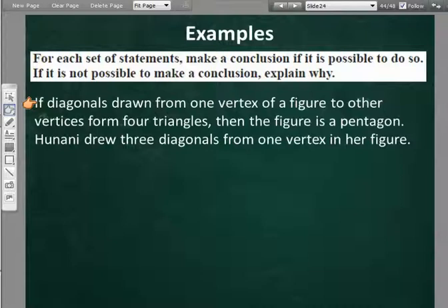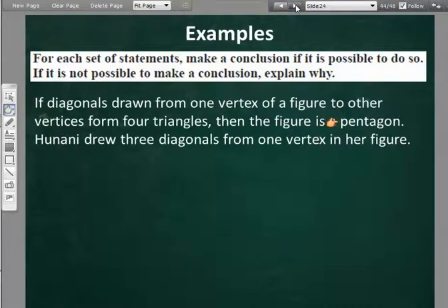If the diagonals drawn from one vertex of a figure to other vertices form 4 triangles, then the figure is a pentagon. Hunani drew 3 diagonals from one vertex in her figure. Okay? Well, if you look up here, they're talking about drawing diagonals in a pentagon.